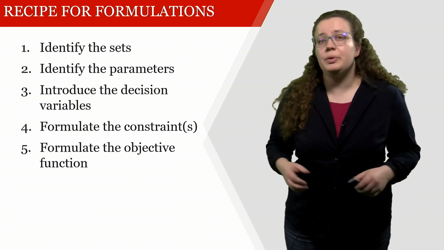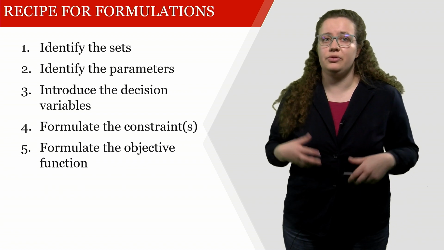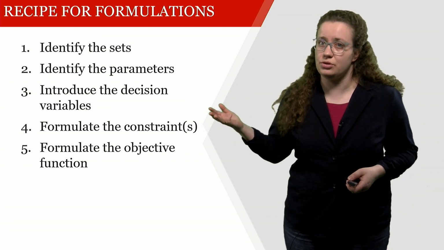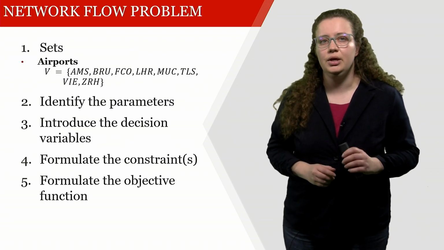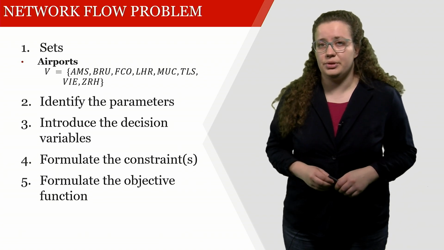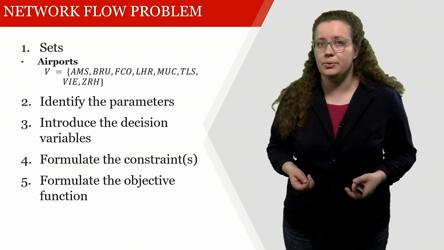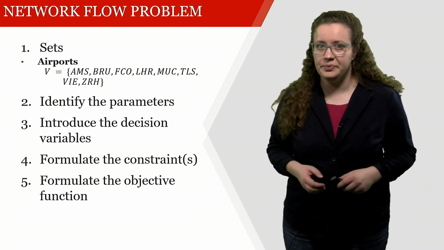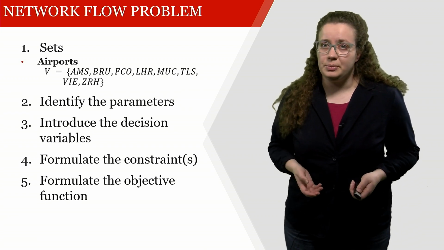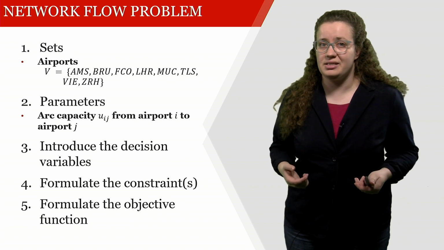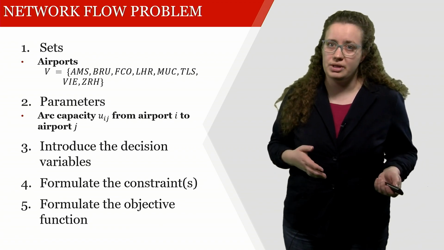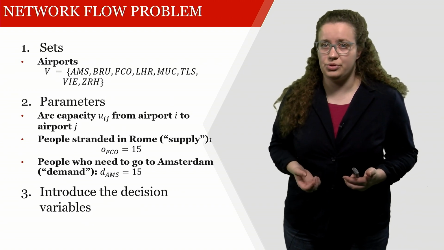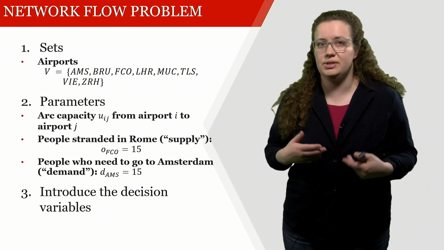So we would like to model the so-called network flow problem. So what we're doing is we're identifying sets and parameters, we're introducing decision variables, and we're formulating constraints and the objective function. First of all, which sets do we have to consider? We have to consider the set of airports, so Amsterdam, Brussels, Rome, London Heathrow, Munich, Toulouse, Vienna, and Zurich. In a second step, we are identifying the parameters, which are the arc capacity, u_ij, from an airport to another airport. And we, of course, also have to consider how many people we actually have to transport, so the n items, or the 15 passengers.